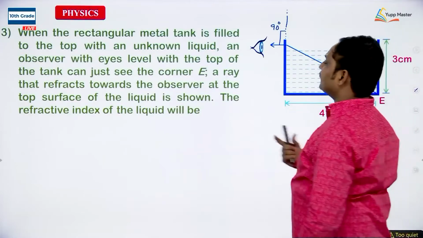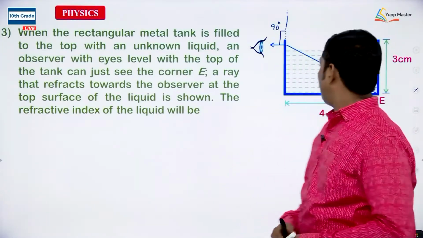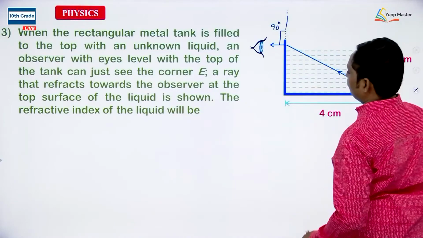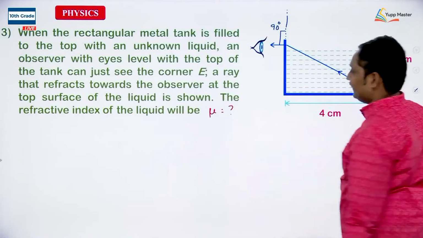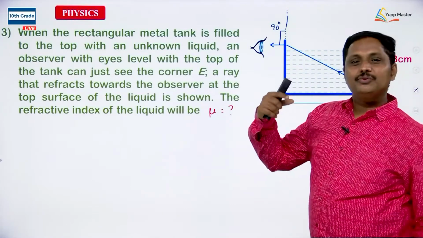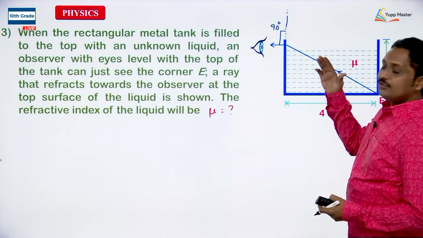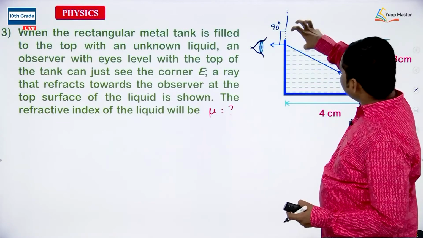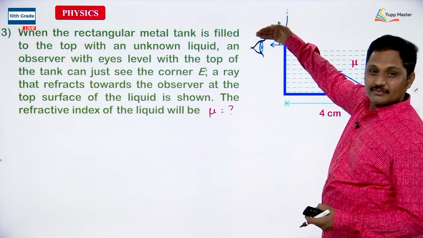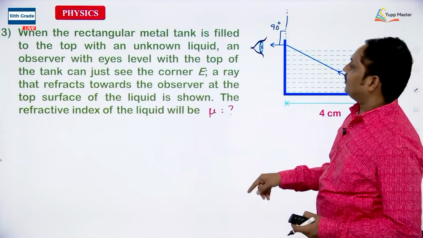The refractive index of the liquid is going to be calculated. This is the liquid, and you have to find the refractive index mu. We know the concept, we just have to apply it. The light ray has been refracted, and it has been identified through the surface. In the problem it is also mentioned.